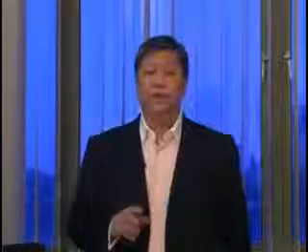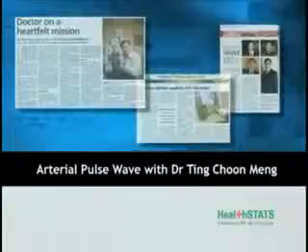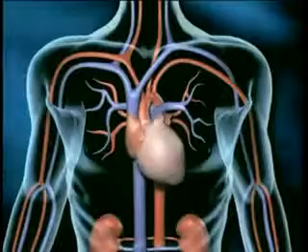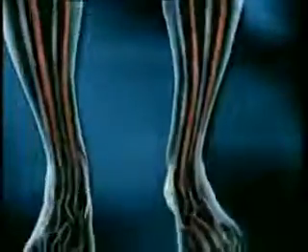Today I'm going to talk to you about a very interesting phenomenon. It's called the pulse wave, the arterial pulse wave. We have to understand how the body generates a pulse wave. Generally, what happens is the heart pumps and pushes out blood. When the heart pumps, it generates a pulse wave, which is a contour wave that travels along the arterial tree.